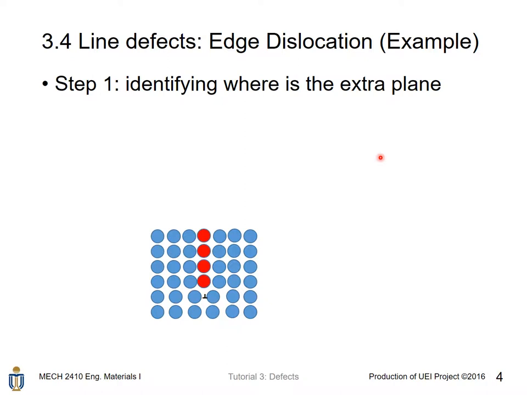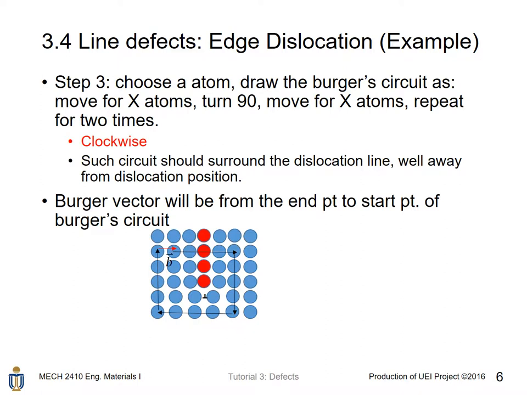First thing is we need to identify where the extra plane is. And here is the label. Here is the symbol. And the red atom, I have just marked for you. And then we choose our atom.